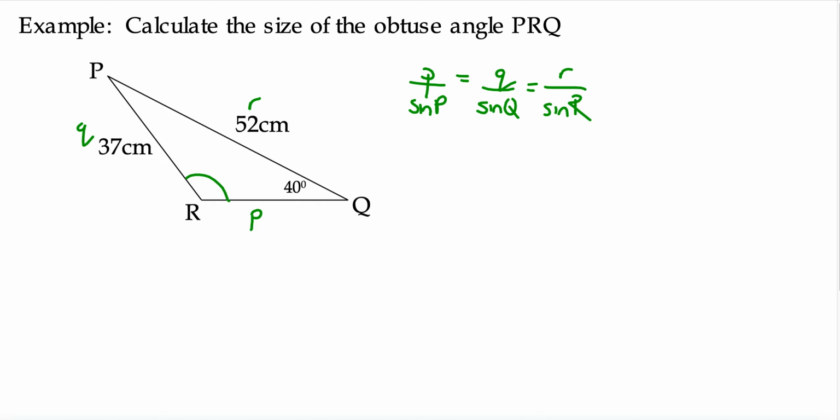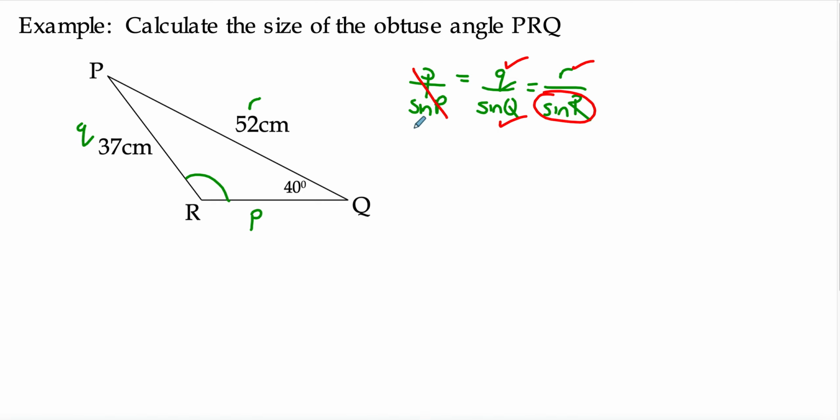Let's tick what we've got. We know small q and small r. We don't know anything about p. We know the angle at q, so we can tick sine q. And we want to find capital R, the angle at r. So that's good: we've got a circle and a tick, and then two ticks. We don't care about the fraction p.